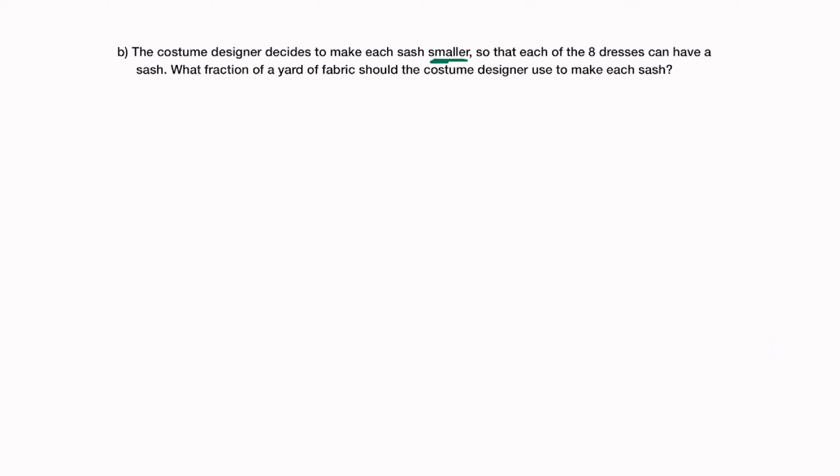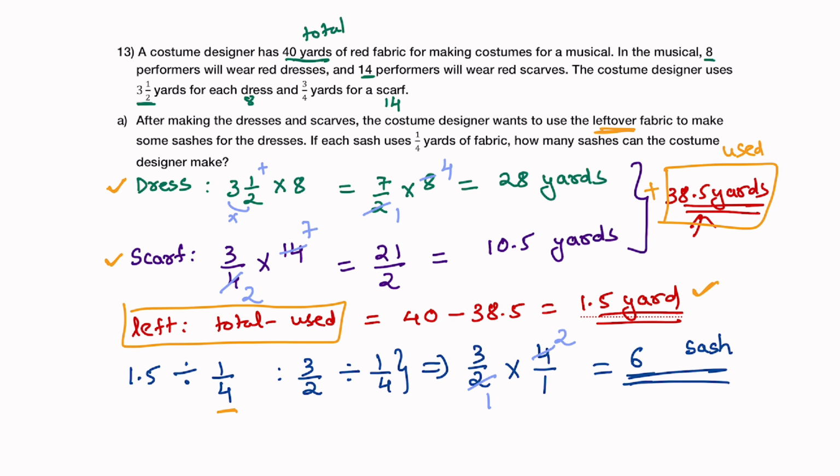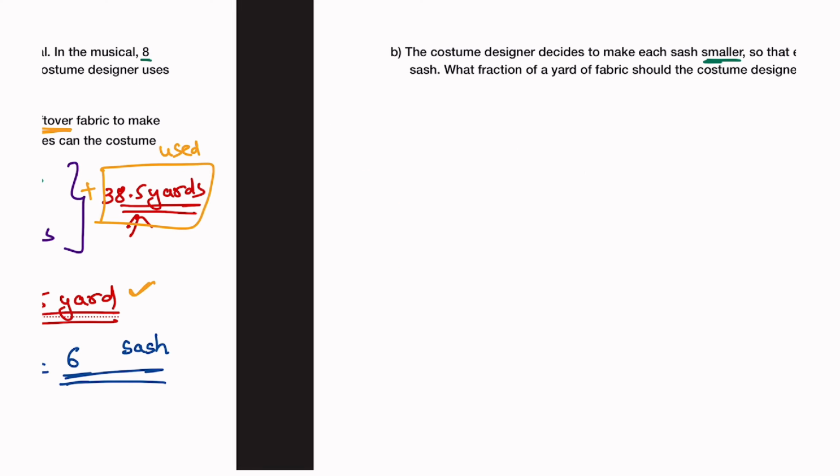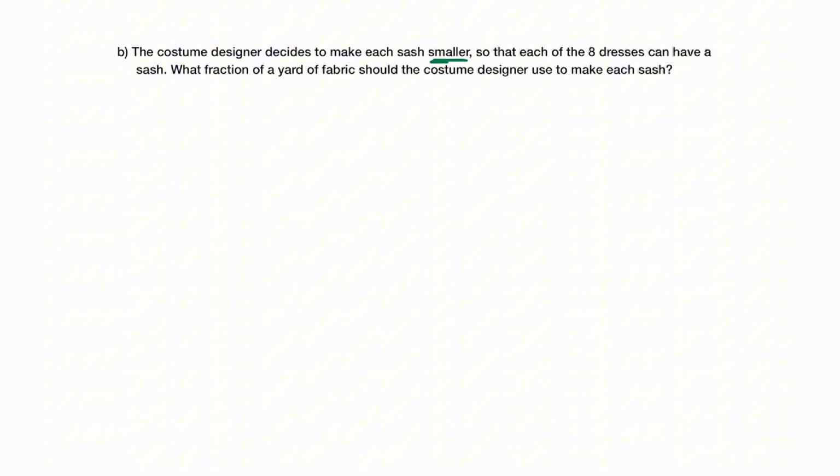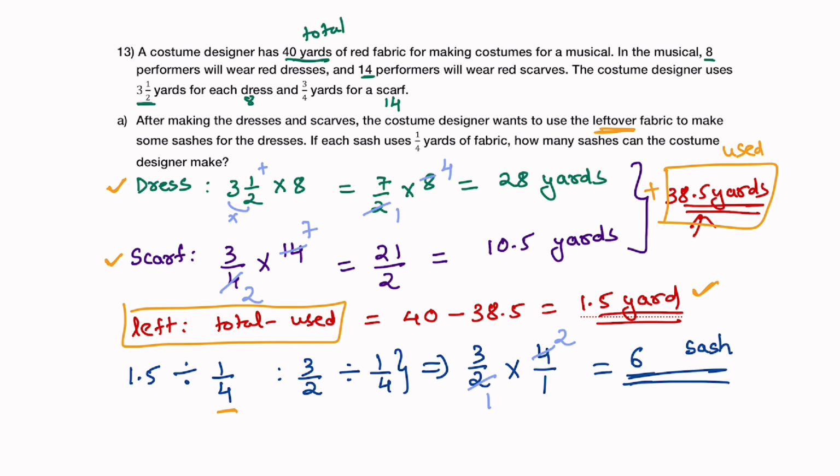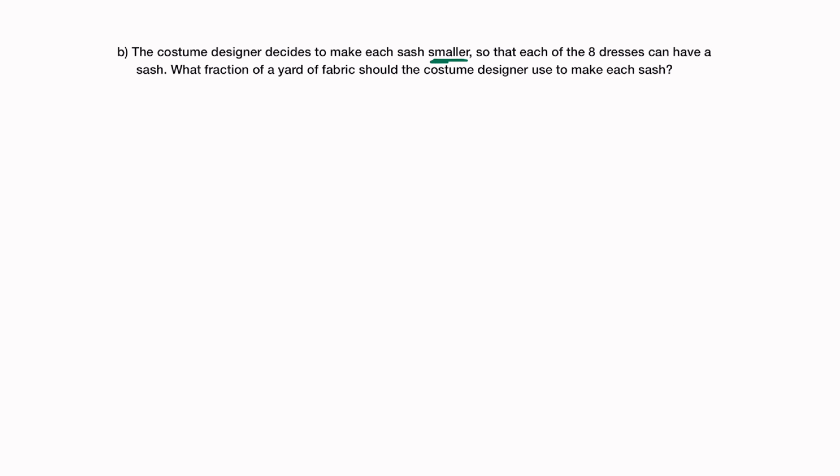The costume designer decides to make each sash smaller, so that each of the 8 dresses can have a sash. What fraction of a yard of fabric should the costume designer use to make each sash? Now, here we found it's only 6, but there are 8 dresses, and he wants 8. The idea is to make it smaller, right? And we need 8. How much is left? 1.5. So we divide that. So we say 3 upon 2, right? 1.5 is that. And how many dresses? 8.